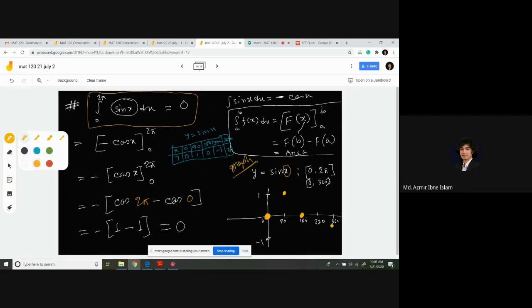So here the 0 point has already been located. 90 degrees, 1, it is here. 180 degrees, 0, that is here. 270 degrees, -1, that will be here. 360 degrees, 0, that is here. Is that okay, Johair and everyone? So we can draw the function sine x by joining all these points.